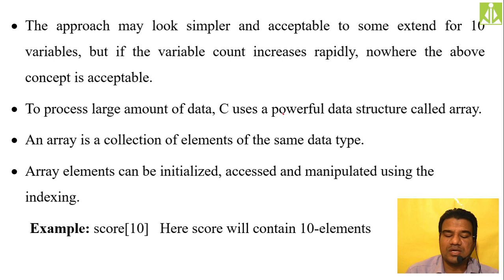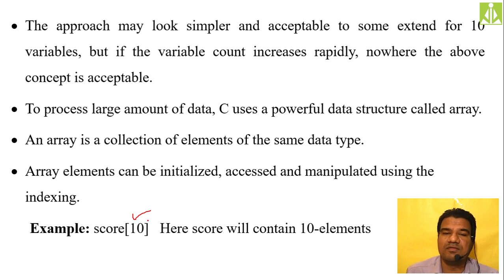So here score is the array name. Score is the collection name. And in that collection, what are we having? We are having 10 elements. In between the square brackets, when we write this 10, it indicates the array is of 10 elements. And score is the array name. Only one name we are remembering now. We are not remembering 10 names.